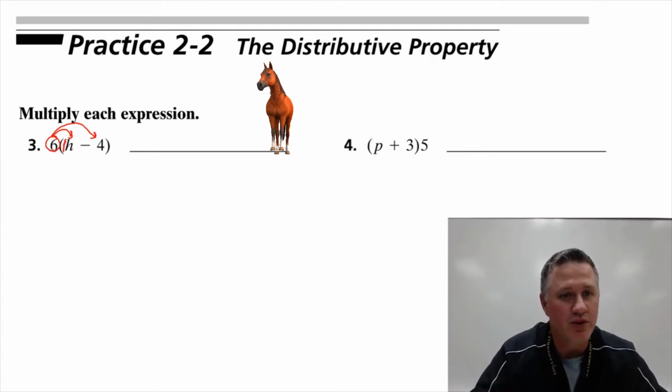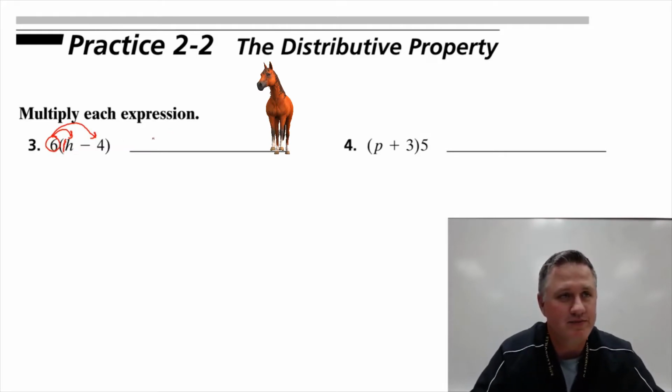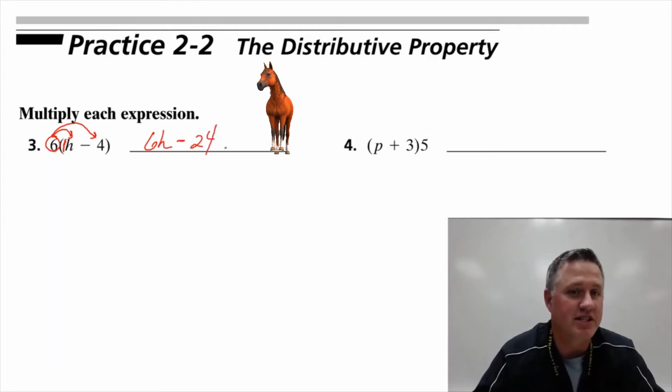So Mr. Walutis, 6 groups of 1 horse. How many horses do you have? 6 groups of 1 horse? Yeah. 6. Just 6h, right? So 6 times h is just 6h. And then you've got 6 times 4, which is 24. 24, and then you've got the opposite symbol in there, so that's just 6h minus 24.